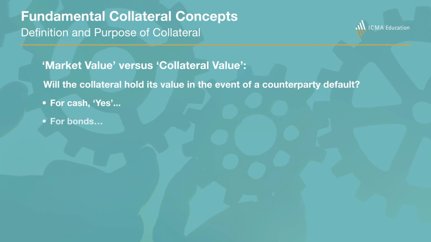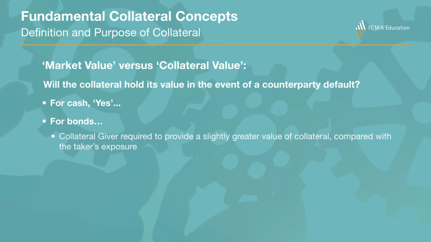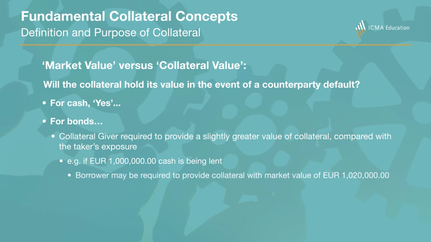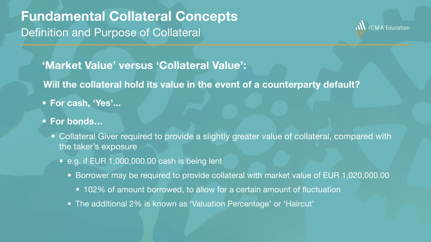For bonds, there's typically a reduction in collateral value to take into account any potential fluctuation in bond prices. The collateral giver is required to provide a slightly greater value of collateral compared with the taker's exposure. For example, suppose 1 million in cash is being lent. In that case, the borrower may be required to provide collateral with a market value of 1,020,000, 102% of the amount borrowed, to allow for a certain amount of fluctuation. The additional 2% is known as valuation percentage or haircut. The haircut size depends on several factors, including issue type, rating, and residual maturity.